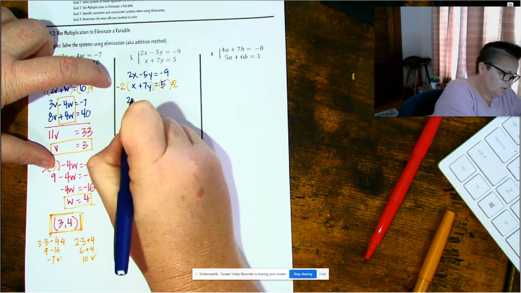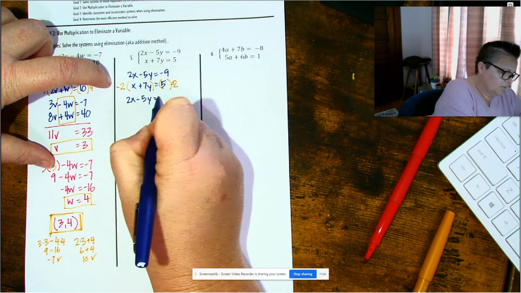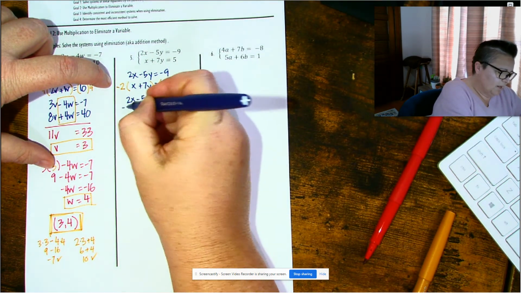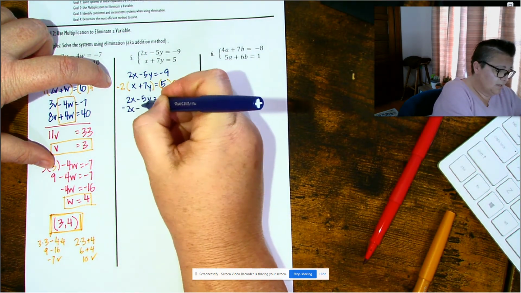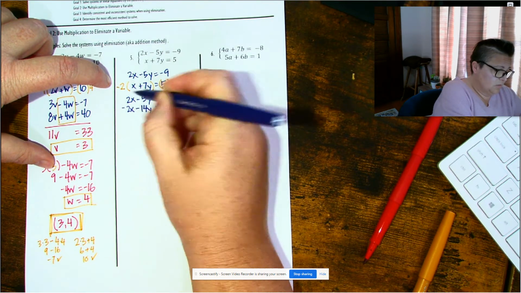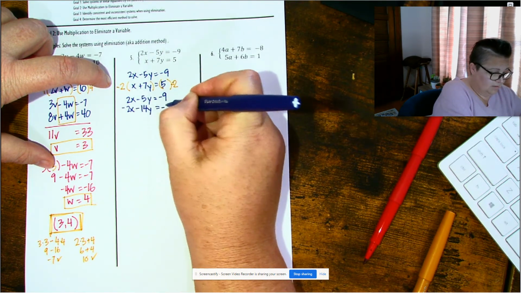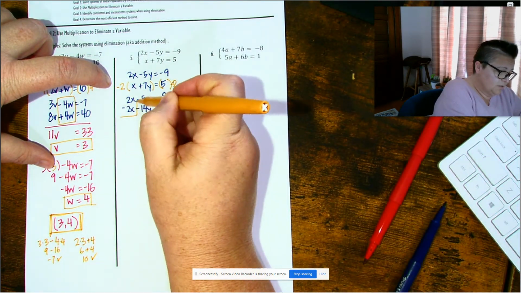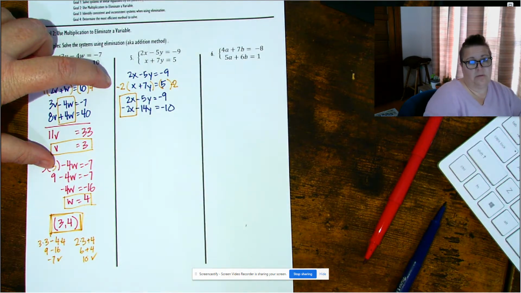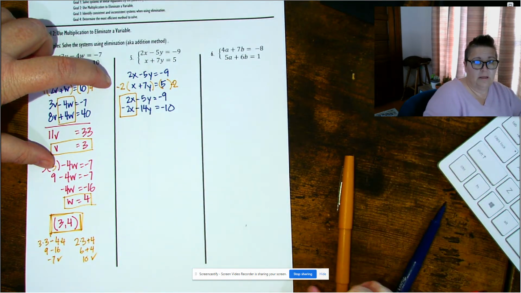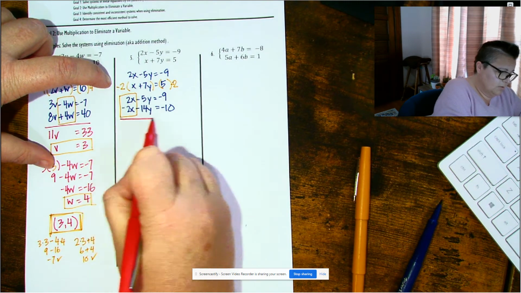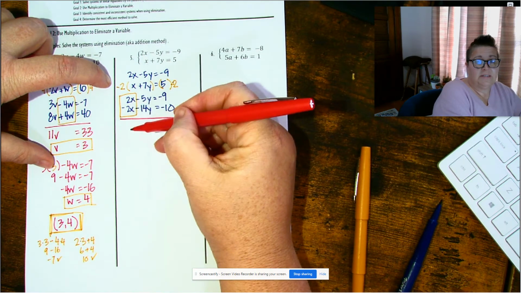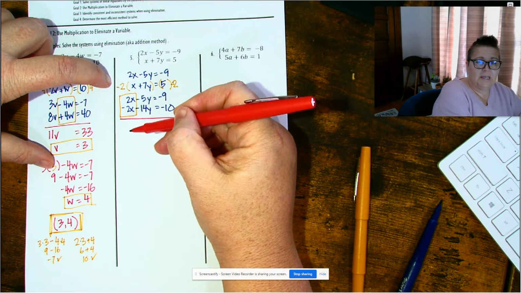So that's going to give me 2x minus 5y equals a negative 9. I'm rewriting the first line again. Then I'm going to have a minus 2x minus 14y equals negative 2 times 5, a negative 10. I've chosen to eliminate the x's, and I've set it up so that they will eliminate. So I'm going to circle those, because those are the ones I wanted to eliminate. Then I'm going to add. That's just going to be a 0. They will be eliminated or cancel out.